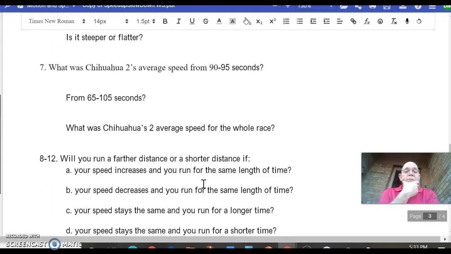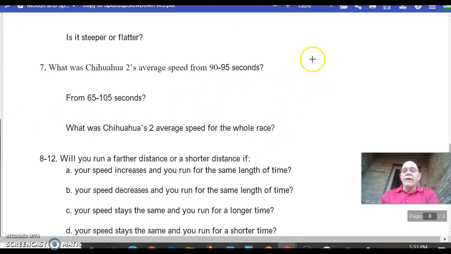So just remember, you need distance divided by time. So if you can calculate the distance, and then you can divide it by time. Subtract how much distance they went in those areas, and then you'll be ready to go.